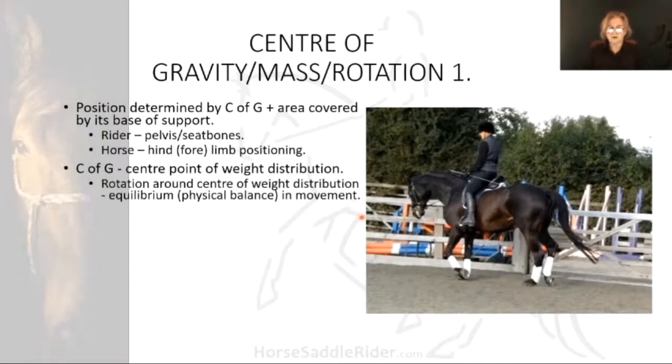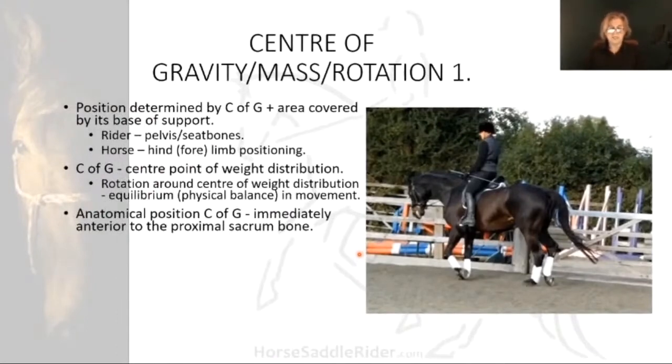And rotating around the center of weight distribution is the point of equilibrium or physical balance in movement. It's how the bodies arrange themselves around the center of mass to cope with gravity, using stabilizing surfaces to do that. The anatomical position of the center of gravity is immediately anterior to the proximal sacrum bone. So for the rider, as I said earlier, it's basically just below the waistband. It will shift with joint movements.